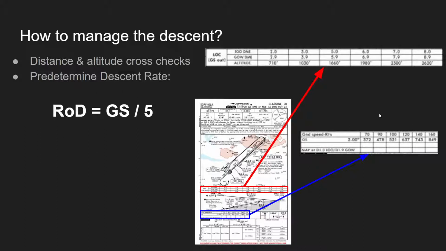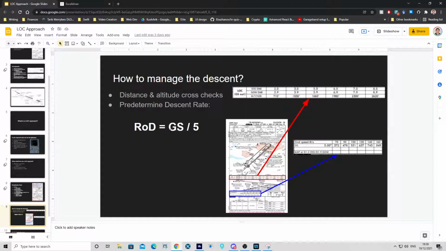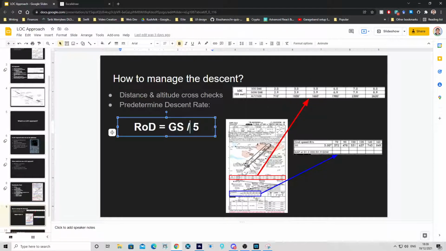The rate of descent we're going to use, the calculation is ground speed times 5. The easiest way to do it is just halve your current ground speed and then add a 0 to the end. So if I'm flying at 100 knots ground speed, half of 100 is 50, add a 0, 500 feet per minute. And I just realized I said divided by, it should be times 5. Sorry.